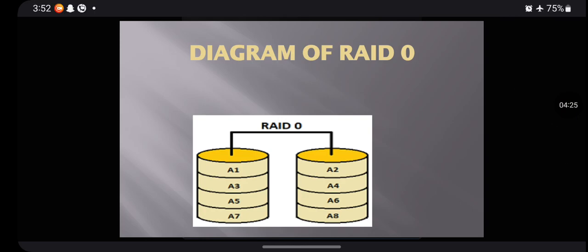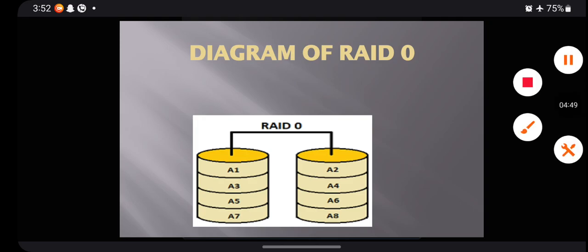Let's see the diagram of RAID 0. This diagram shows how RAID 0 works through striping. Here the data is divided into blocks. A1 goes to disk 1, A2 to disk 2, A3 to disk 1 again, and so on. There is no duplication or parity, so it offers high speed. But remember, there is no fault tolerance. If any one disk fails, all data is lost.